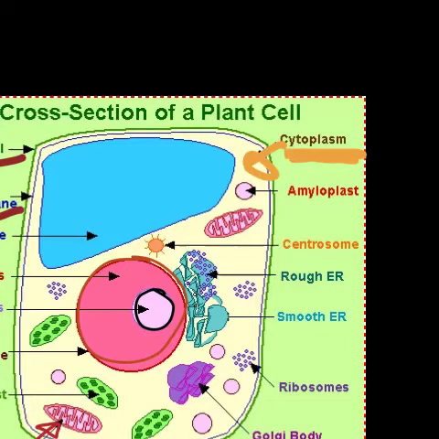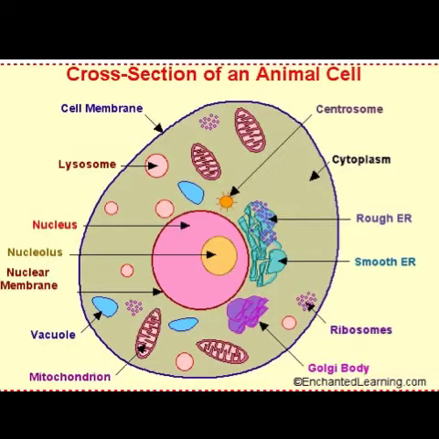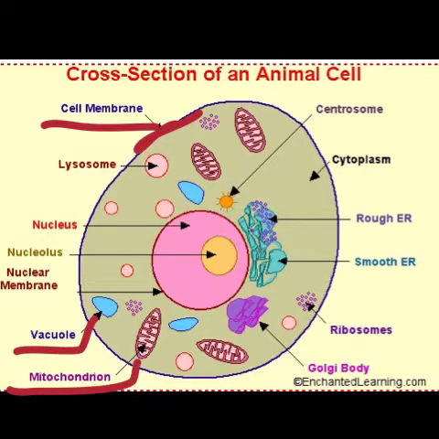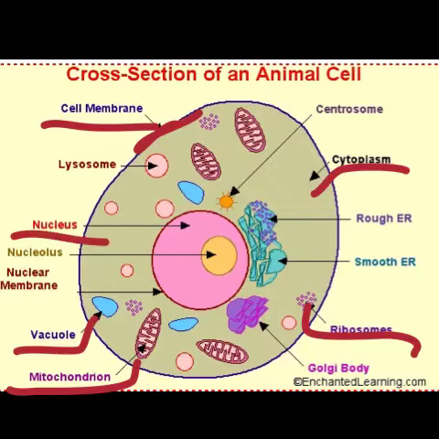In this picture here, I am showing you a cross-section of an animal cell. This is basically the same thing as a plant cell, other than the plant cell has the cell wall and the chloroplast, where the animal cell doesn't. So it has the basic main parts: the cell membrane, which is the purple outer line, the vacuole, the mitochondria, the ribosomes, the cytoplasm, and the nucleus.